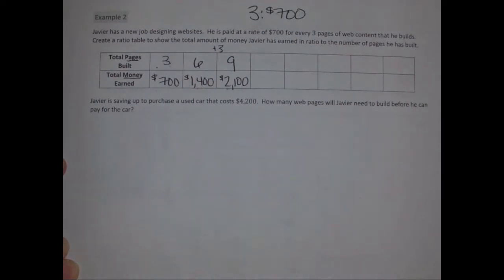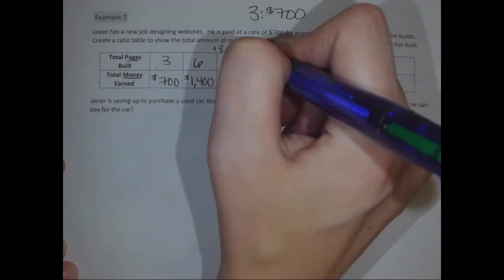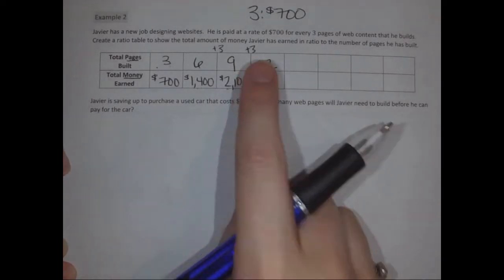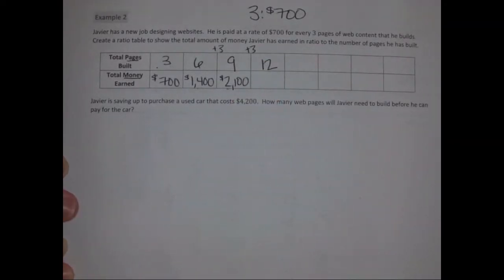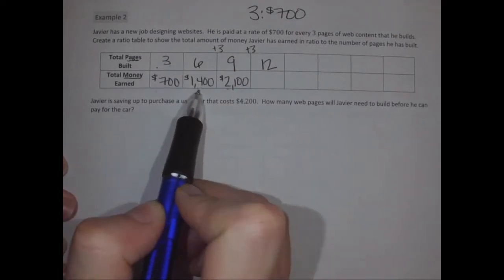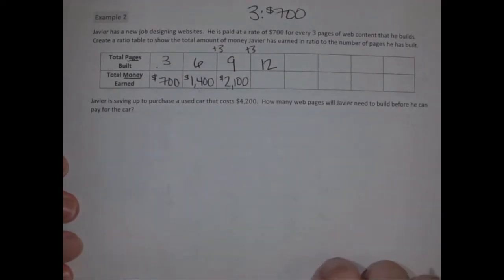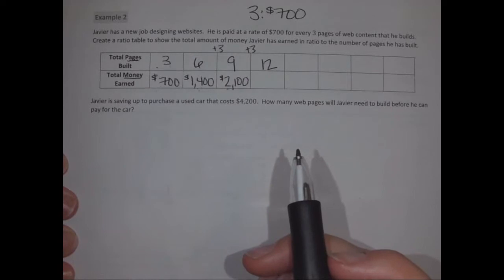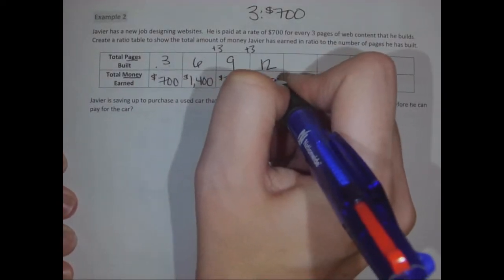Okay. Now what? How many pages more does he have to build to make another paycheck, Julia? Yeah, another 3 to make 12. And how much will he earn, Julia, if he makes 12 pages? So don't look at those zeros, right? Those make the numbers huge. 7, 14, 21. What's 21 plus 7? 2,800.